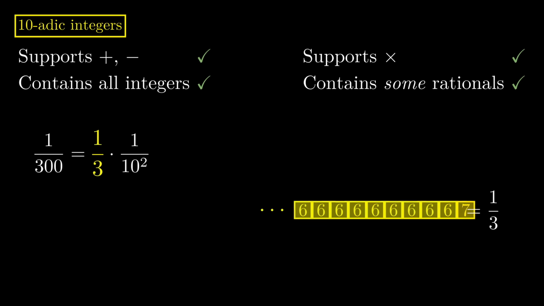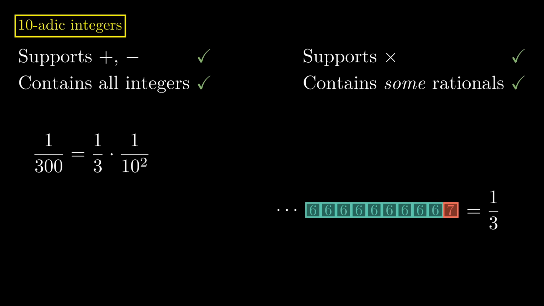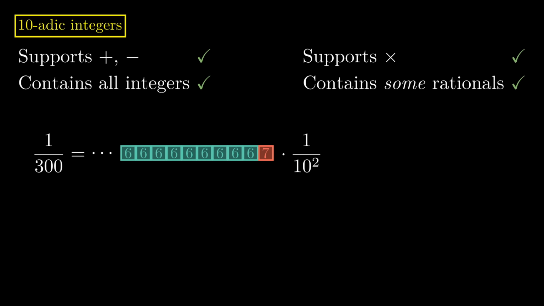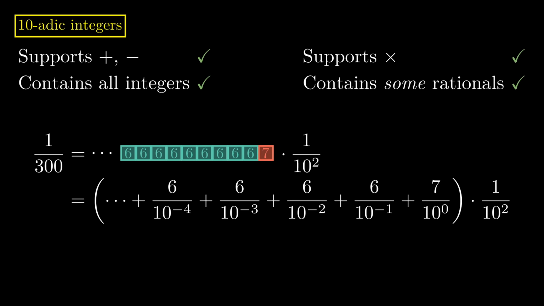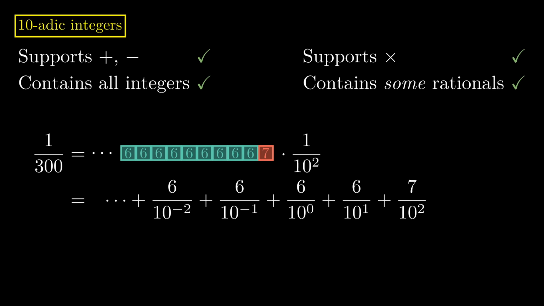Since we know the digits of 1/3, we can write 1 over 300 using powers of 10. But dividing by 10 squared shifts all the exponents up by 2. Since there are positive exponents now, this is not a p-adic integer. Instead, it's called a p-adic number. Real numbers can only have finitely many digits to the left of the decimal point. P-adic numbers can only have finitely many digits to the right of the decimal point.